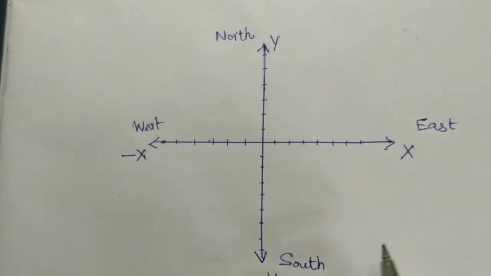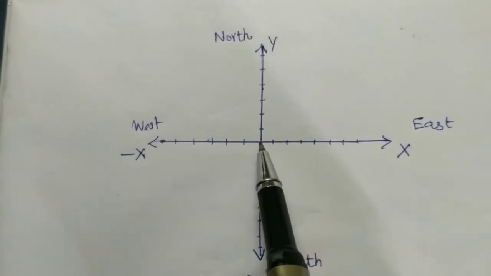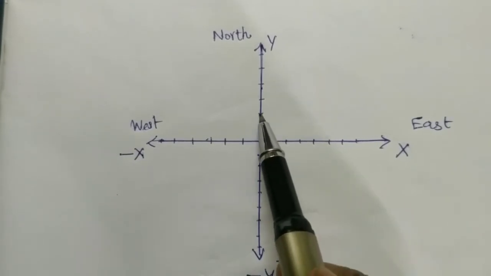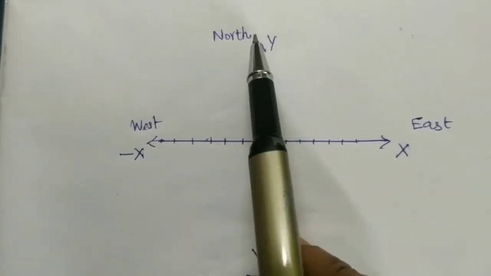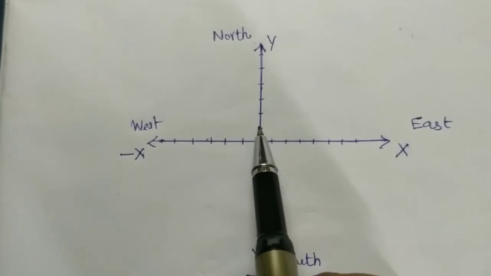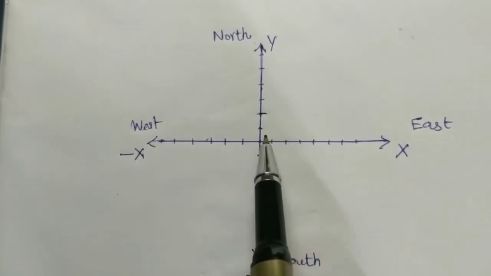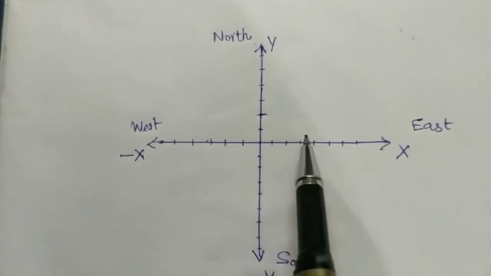Now, initially the person is at rest. The person is here first, and he starts to walk 2 meters towards the north. Let us take every point as 1 meter. So 2 meters towards north. North direction is here. From here, 1, 2. So at first he walks towards north 2 meters. Then 1 meter towards east.